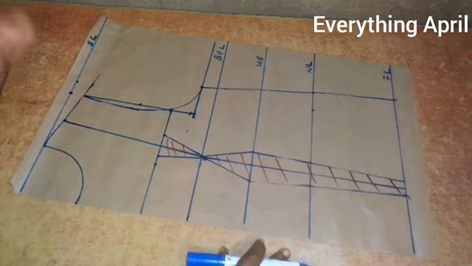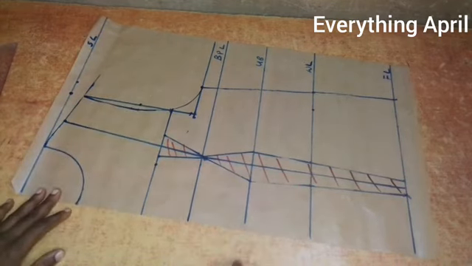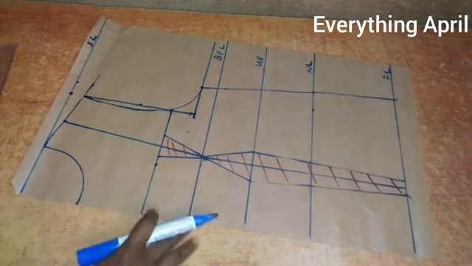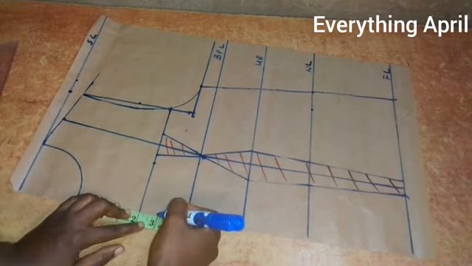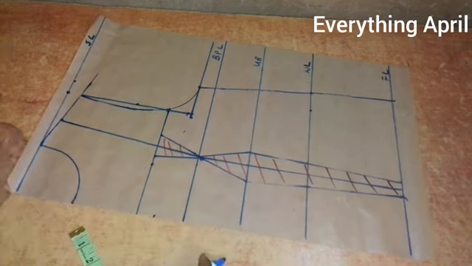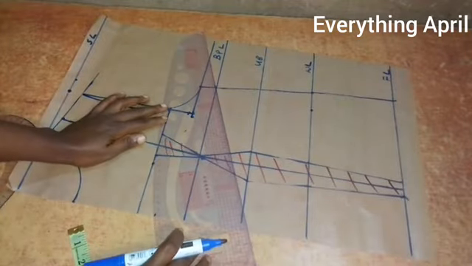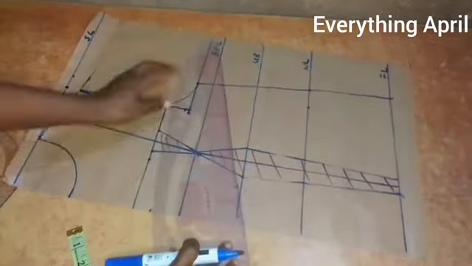So at the center front, I will decide how low or how high I want the neckline to be. So from this line, the upper chest line I ruled, I'm going to come down by 1 inch. That's how low I want the center front neckline to be. And I'm going to use a curve ruler to make a little sweetheart.